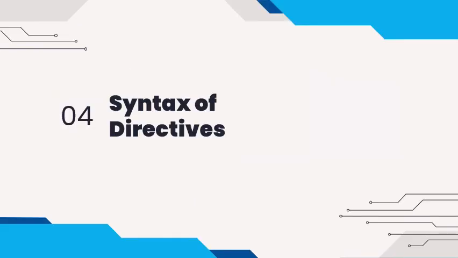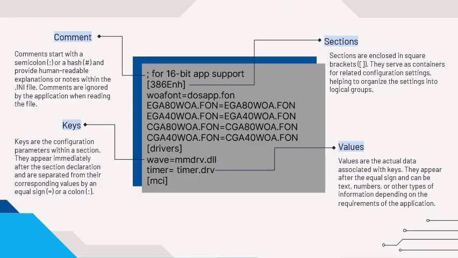Now let's talk about the syntax of directives within an ini file. First, let's talk about the comments. Comments are a handy feature offering human-readable explanations or notes. They start with a semicolon or a hash and are ignored by the application when reading the file, which makes them perfect for adding context without affecting functionality. Keys, the configuration parameters within a section, follow the section declaration. They are separated from their corresponding values by an equal sign or a colon.